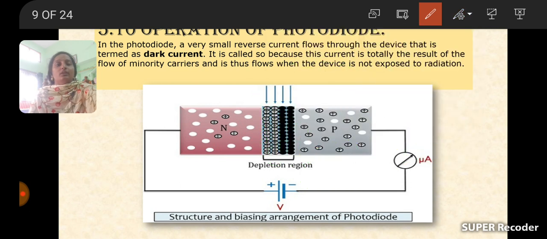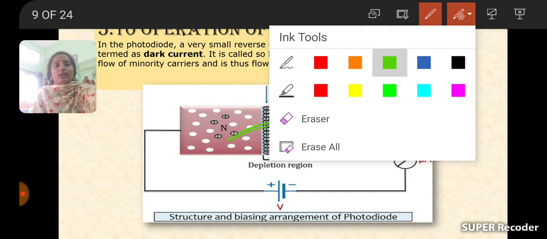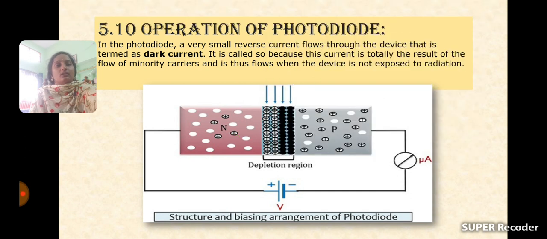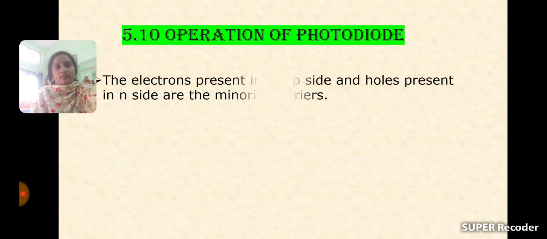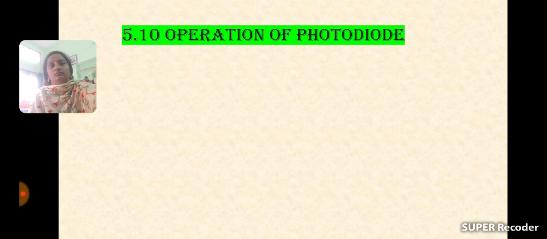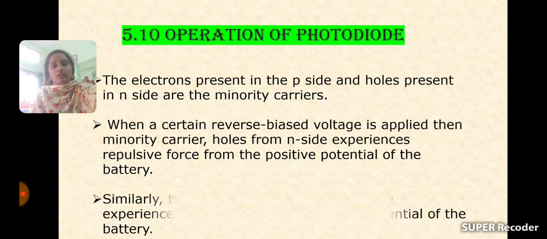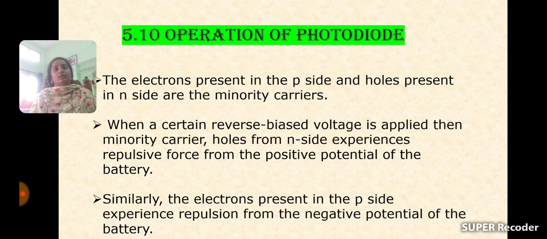Now automatically the flow of current occurs. So now the majority charge carriers also move from one side of the junction to the other. In this way it converts the light into electrons. So this is the construction and operation of the photodiode. Whatever I explained is there in the slide.